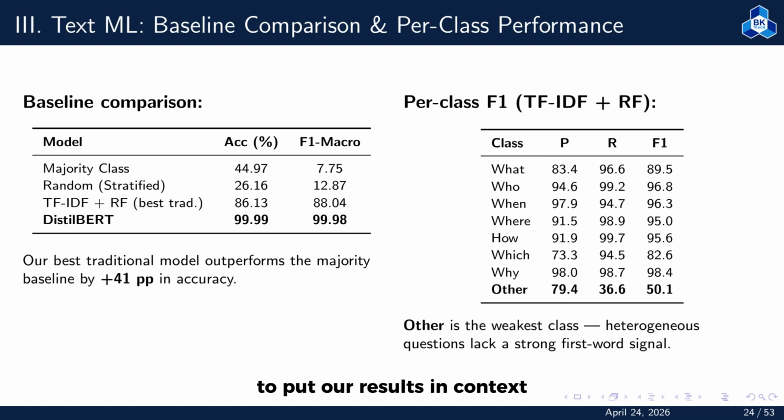To put our results in context, always predicting what gives only 44.97% accuracy and F1 macro of just 7.75%. Our best traditional model beats this by 41 percentage points. DistilBERT beats the baseline by 55 percentage points. Looking at the per-class breakdown for TF IDF plus random forest, most categories perform very well. Who at 96.8, Y at 98.4, Where at 95. But the other category is a disaster at only 50.1% F1, with recall as low as 36.6%. This means the model correctly identifies fewer than 4 in 10 other type questions. This is the central weakness we need to explain.